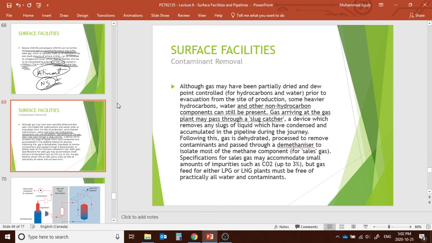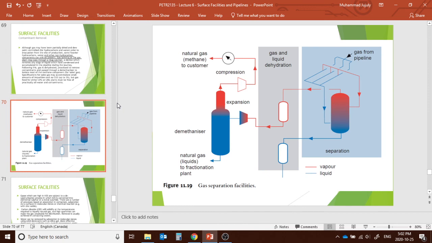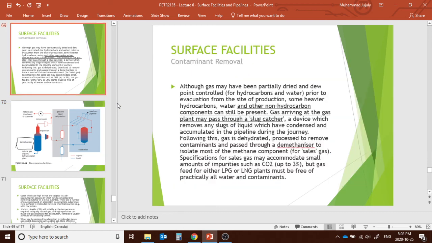contamination removal. Except for all these, we have some contamination, could be dirt and slugs and everything, so we can use several units to remove the contaminations. Okay, and this is the way we do the demethanizer and remove the contamination. So what are the types?